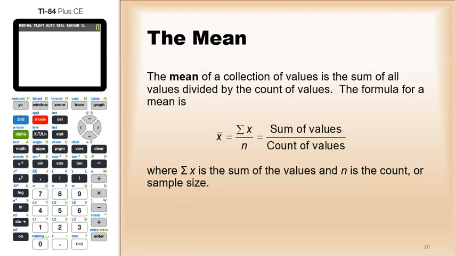A little bit of algebra, you can get a couple other alternate versions that may be handy at times. The first one is that the count is the sum divided by the mean, or the sum is the count times the mean. Now, you can get all these by just multiplying and dividing the original equation. These all mean the same thing.